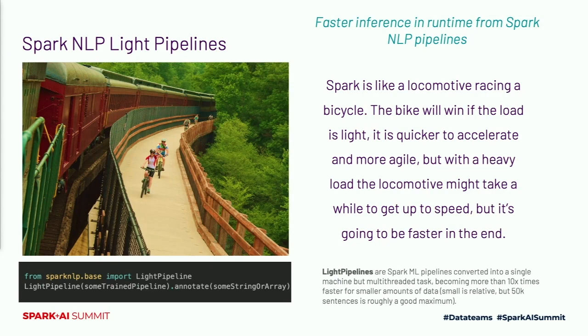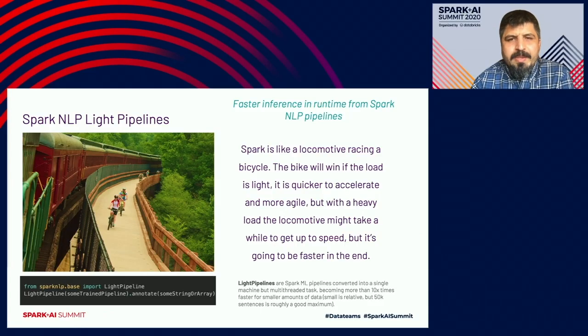So as you already know, Spark NLP is Spark itself for big data. So it's like a locomotive actually. Sometimes when people try to process their text in Spark itself, they complain that it's slow, but it's like a locomotive racing a bicycle. The bike will win if the load is light, since it's quicker to accelerate and more agile. But with a heavy load, the locomotive might take a while to get up to speed, but it's going to be faster at the end.